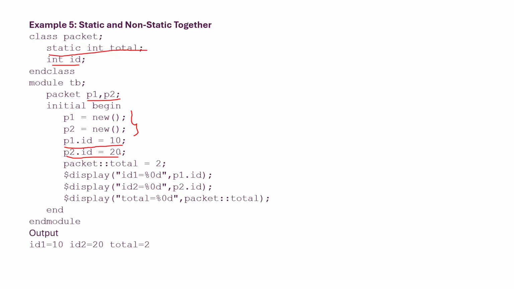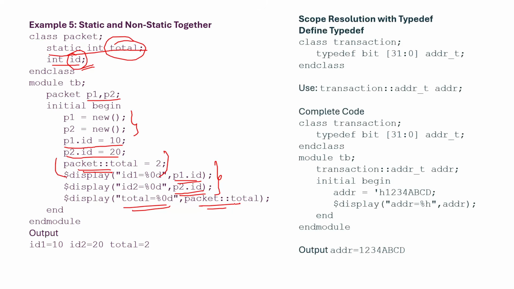Two ways we can call that. Here the total value I am calling with the scope resolution operator. Then I am calling this non-static id, a dynamic member related to the object, so I am calling it through the object only, p1.id, p2.id, and display. While displaying, the method is packet scope resolution total equal to some value. Based on that, you are displaying the value. Then we get the output.